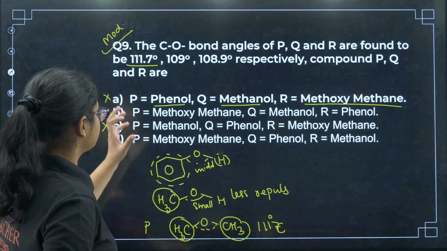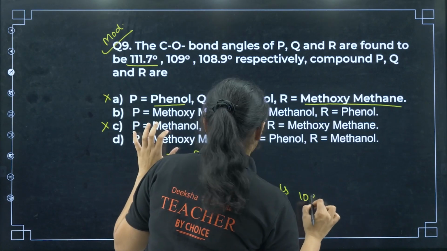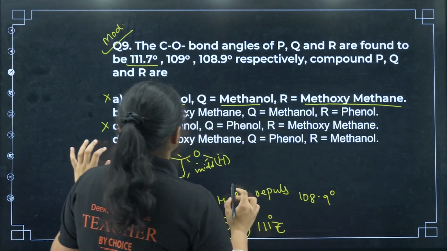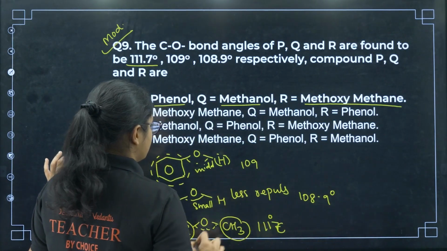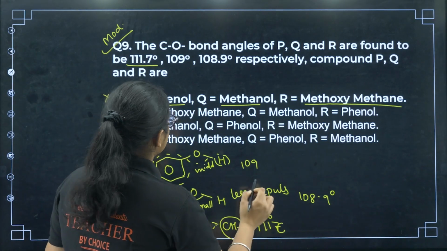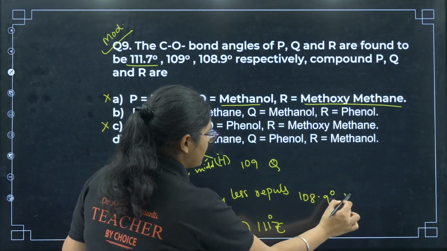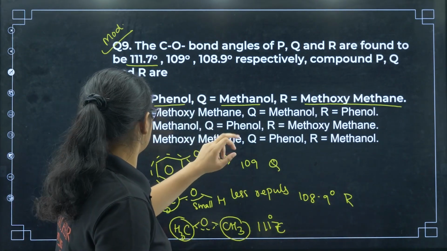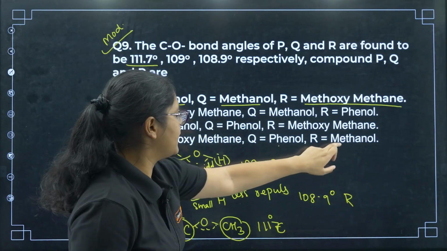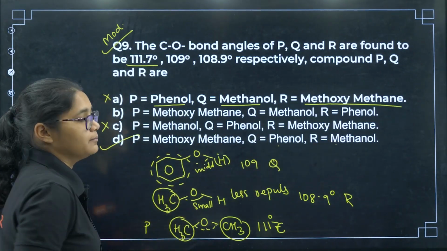So if you see, out of this, the smallest one is 108.9 degrees and this one has to be 109 degrees. So I can say that Q is phenol and R is alcohol. So Q phenol and R alcohol. So that is your option number D here.